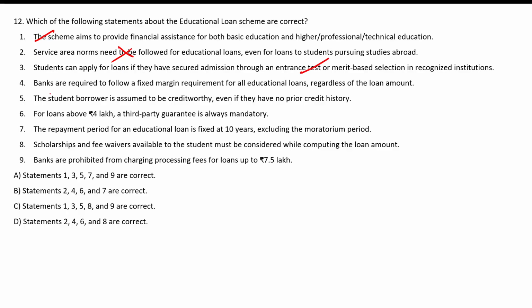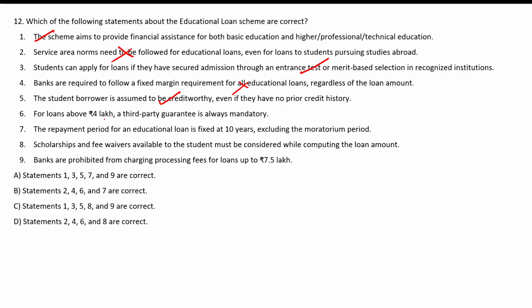This is correct. Banks are required to follow fixed margin requirement for all education loans regardless of the amount. So this is not correct. Margin is not fixed. The student borrower is assumed to be creditworthy even if they have no prior credit history, so this is correct.